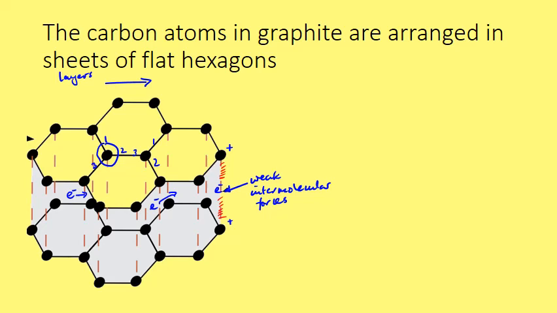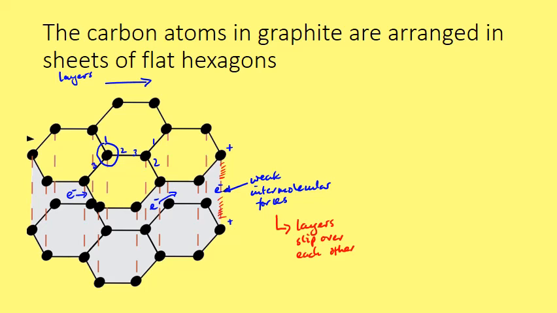So you can see then that these layers might be strongly attached, the atoms will be strongly attached to the other atoms in the same layer, right? But each layer is only weakly bonded to the next layer. And so that means the layers can slip over each other, which makes it feel slippery.